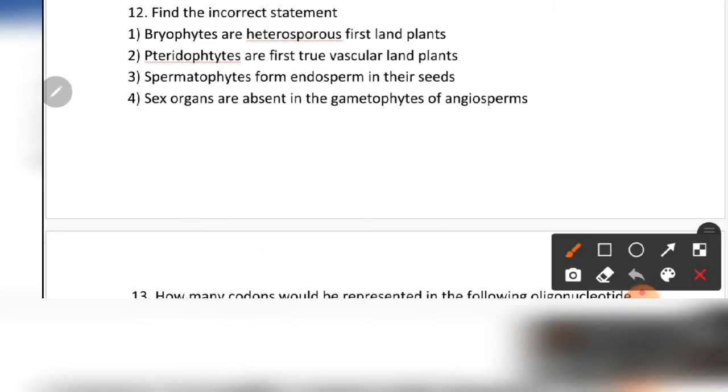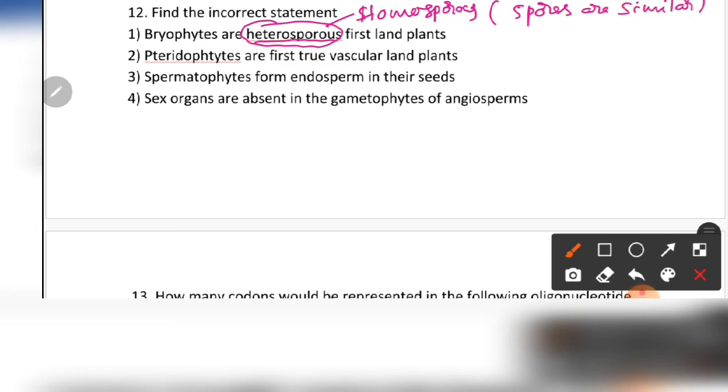Find incorrect statements. Bryophytes are heterosporous. No, the heterosporous condition appeared first in the Pteridophyta. So instead of heterosporous, homosporous is suggestible. Homosporous means producing the same, similar kind of spores. Spores are similar.